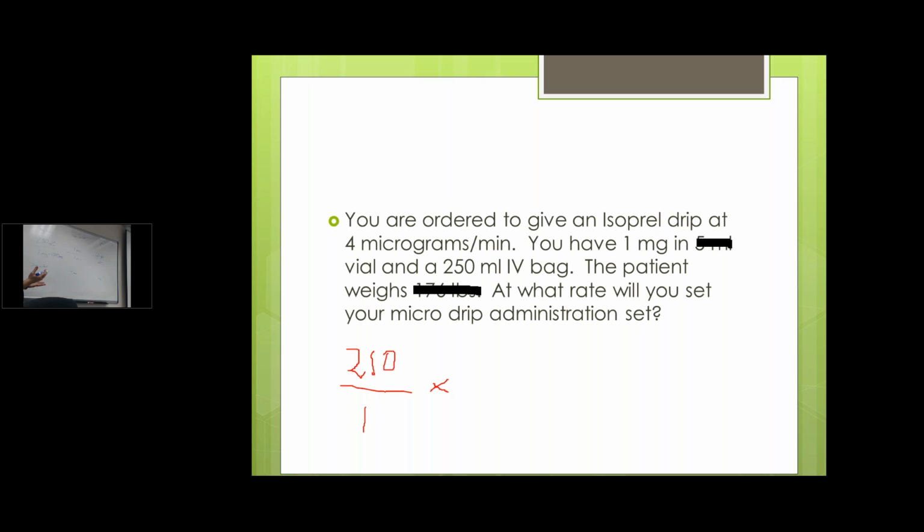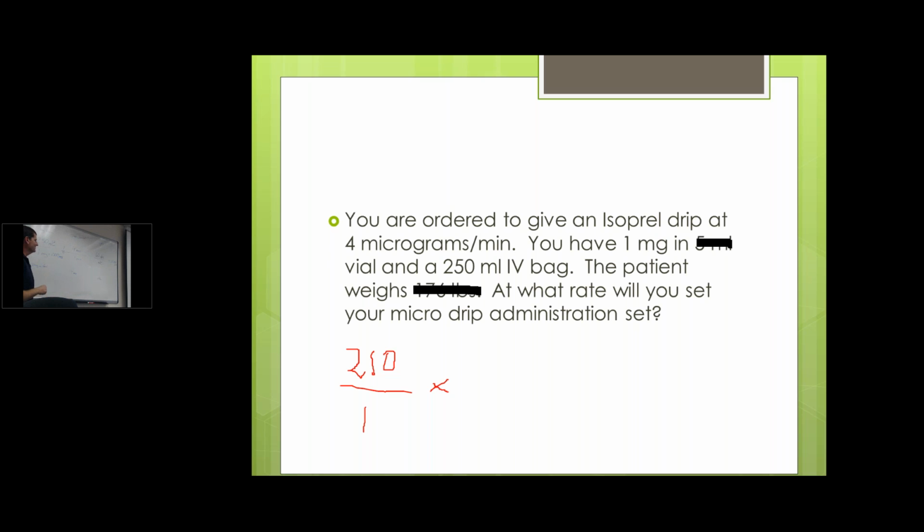If you want to make this a little bit faster, this is what I do. I simplify. What's 250 over 1,000? It's equal to 1/4. 4's cancel out, and it leaves me 60. Did everyone get that? Anyone not get 60? Okay. Shouldn't that be over a minute, not milliliter? Excuse me, per minute, yes. Thank you.